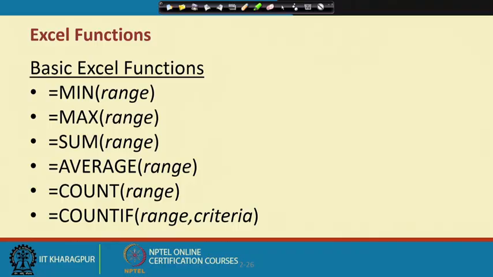Now, some of the basic operations are here: to find the minimum of a particular series, the maximum of a particular series, you can also compute summations, find the average, count how many items are there, and also count subject to certain criteria.